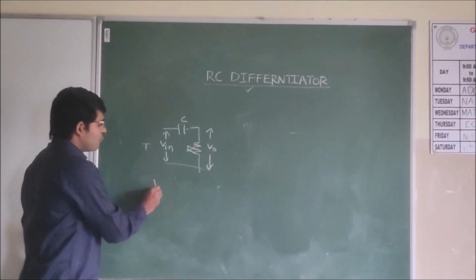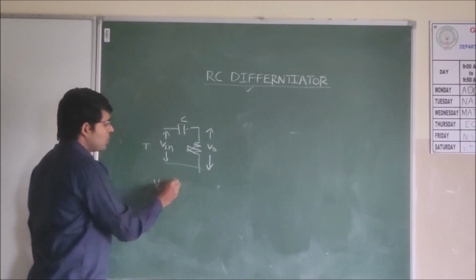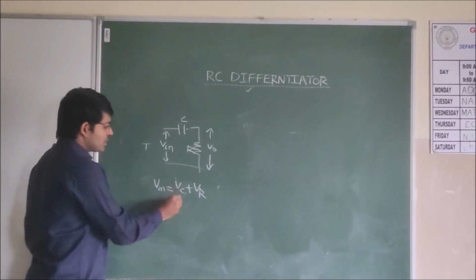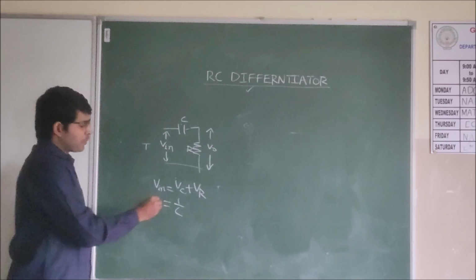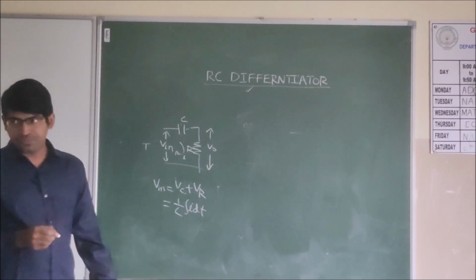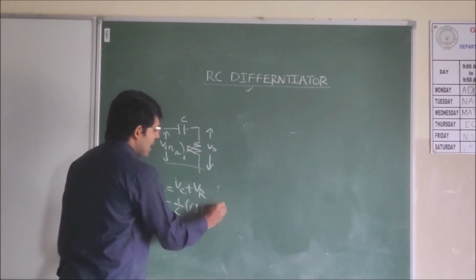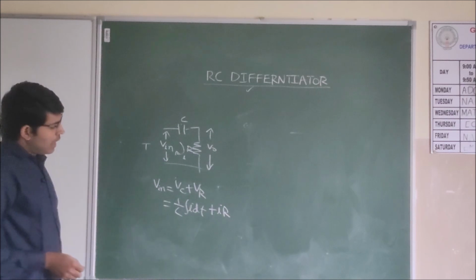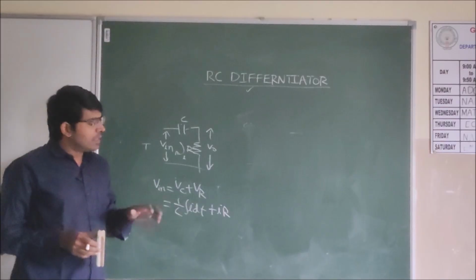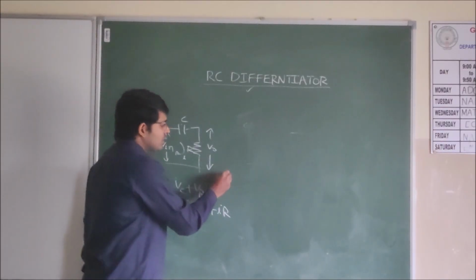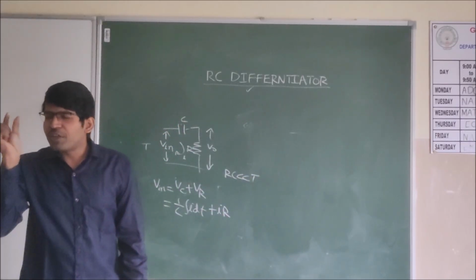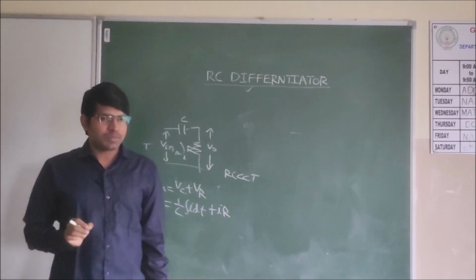For that we are taking V in is equal to the voltage across the capacitor plus voltage across the resistor. The voltage across the capacitor we know is 1 by C integral of I dt, when the current in this circuit is I. And the voltage across the resistor is I into R. But because I am repetitively saying that RC, the time constant of the circuit, is very much less than the time period of the signal, we are having a very small time constant.